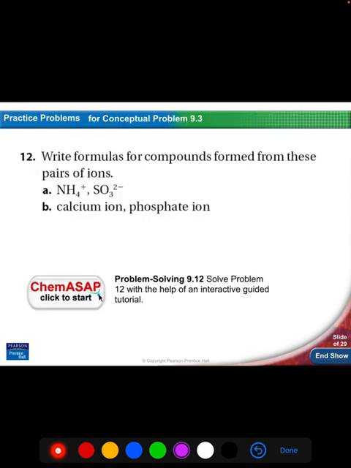So now it says write formulas for the following compounds. Now, the first one is very interesting because it's made up of a polyatomic cation, the ammonium ion, which has a +1 charge, and the sulfate ion, which has a 2- charge. So I'm going to need 2 of these +1s. So my parentheses go around the front polyatomic ion, and I put the 2 subscript indicating I've got 2 of these ammonium ions.